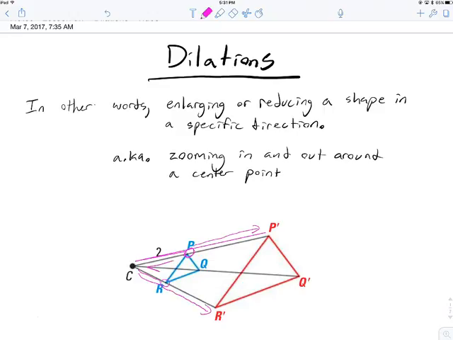But because of SAS similar triangles here, we have that similarly P prime and R prime are now in that same ratio distance. So if this line got twice as long and this got twice as long, this side got twice as long. So I'm going to just show you a quick animation of this.